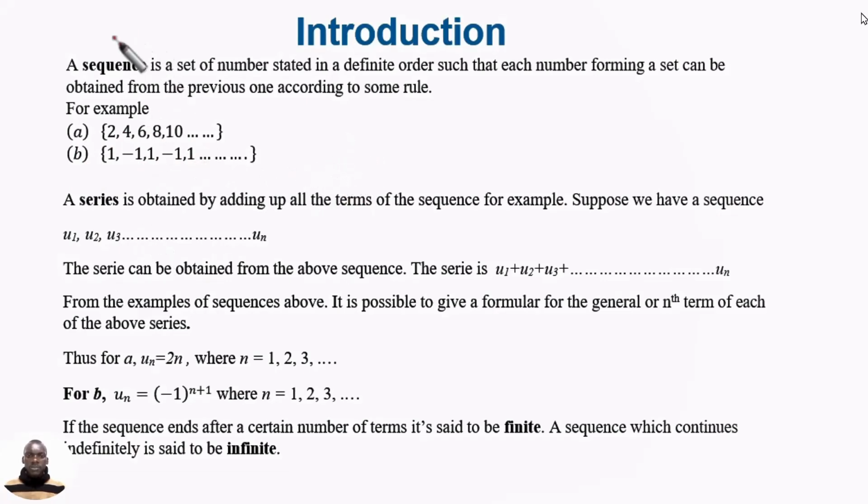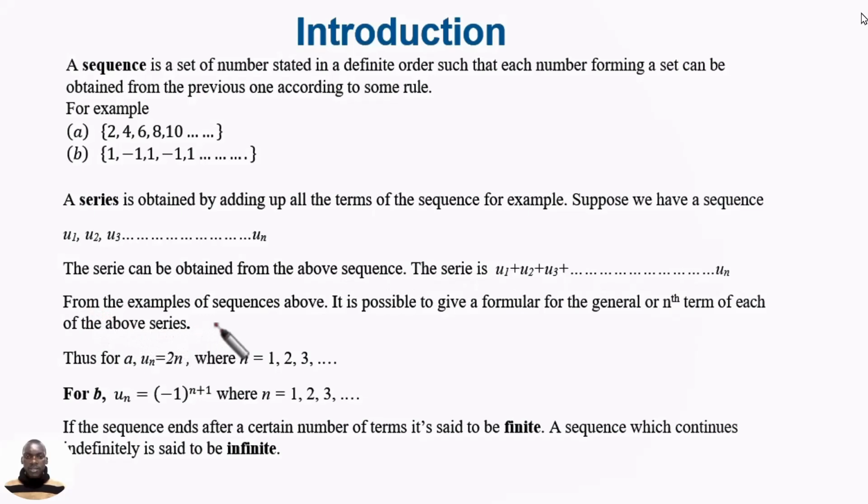There is a difference between a sequence and a series. A series is obtained by adding up all the terms of a sequence. For example, when you have U1, U2, U3 up to Un as our sequence, then the series can be obtained from the above sequence by simply summing up the terms: U1 plus U2 plus U3 plus so on until we have the last term.